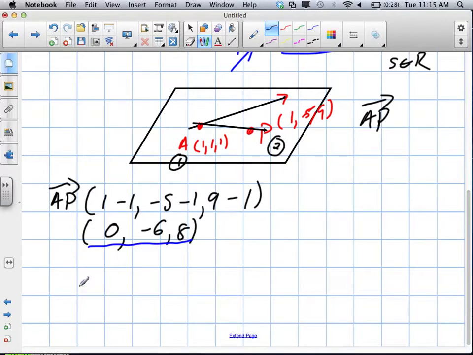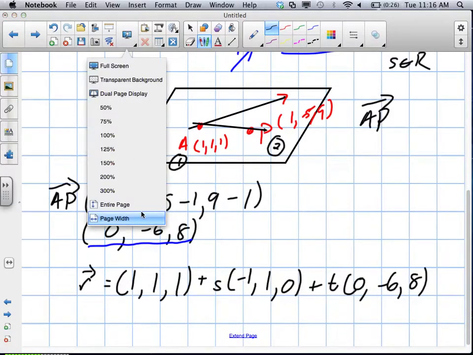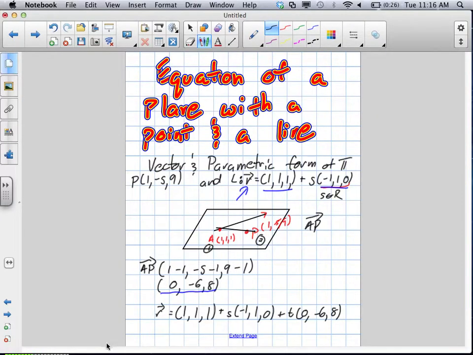The original line they gave us was vector r equal to 1, 1, 1 as the point on the plane, plus directional vector negative 1, 1, and 0. And finally, just our second directional vector, which is what we found here, is t times 0, negative 6, and 8. That would be the vector form of the equation. Check. Parametric form. Very simple.